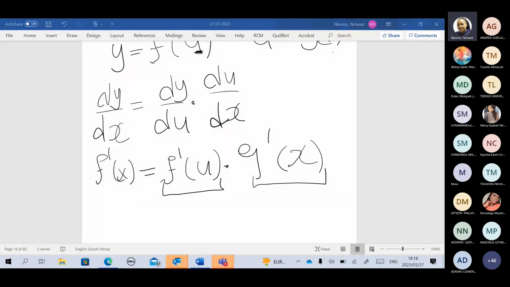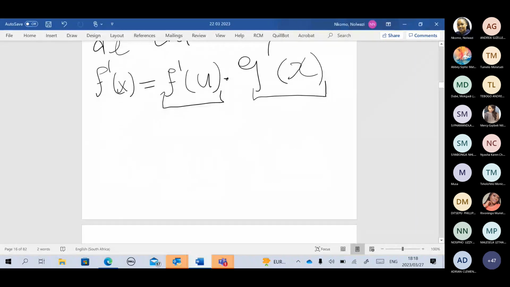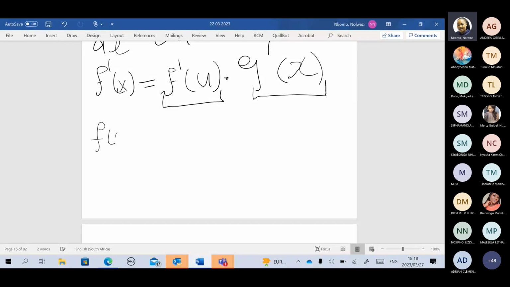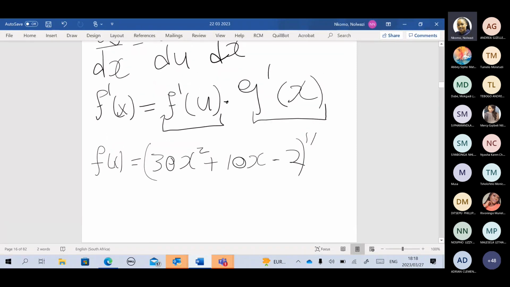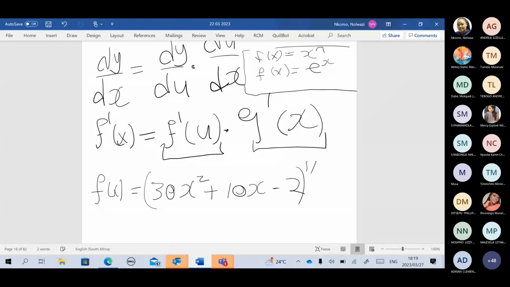Okay, guys, let's do an example of that rule. Suppose we are given f of x as 30x squared plus 10x minus 2 to the power 11, right? I said if we have a function like this, you have to write that function in this form. It's either f of x equals x to the power n, f of x equals e to the x, or f of x equals ln x.